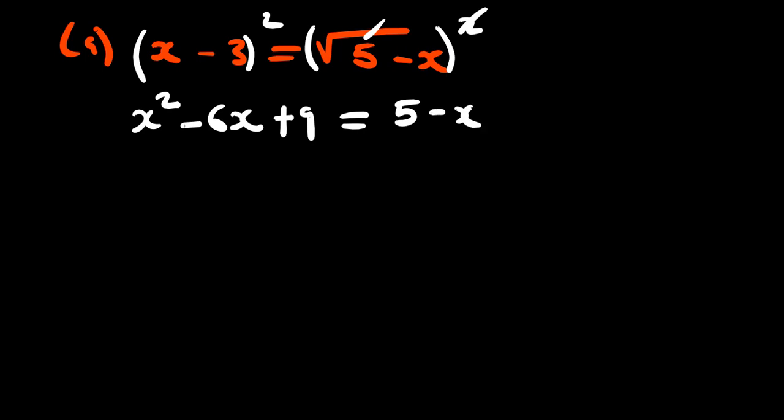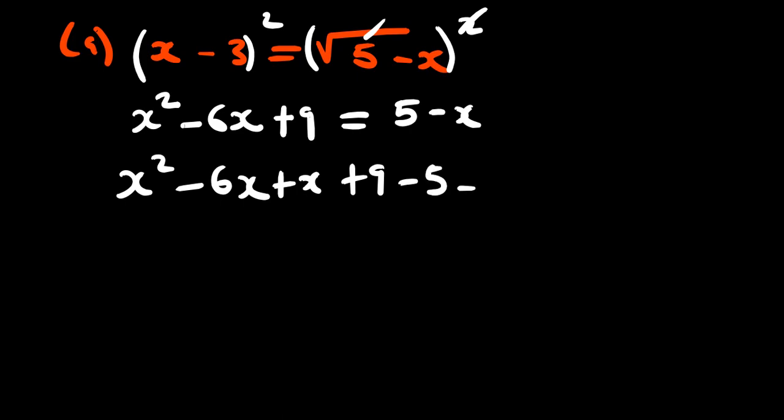Then when we reach here, what are we supposed to do? We can put the like terms together. So I'll say x squared minus 6x. When I take the negative x to the other side, it becomes a positive, so I have positive x, I have a plus 9, and when I take the 5 to the other side, it becomes a negative 5. So I have negative 5 is equal to 0. Then we simplify. So I have x squared, negative 6x plus x, that just gives me negative 5x. Then 9 minus 5, that is just a 4, is equal to 0.